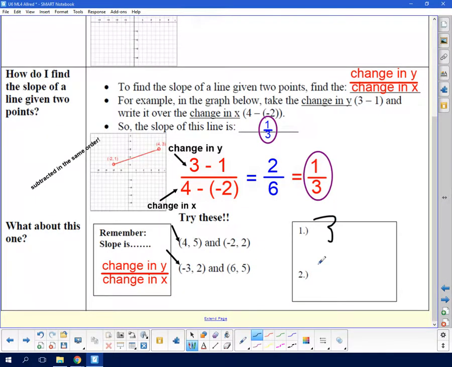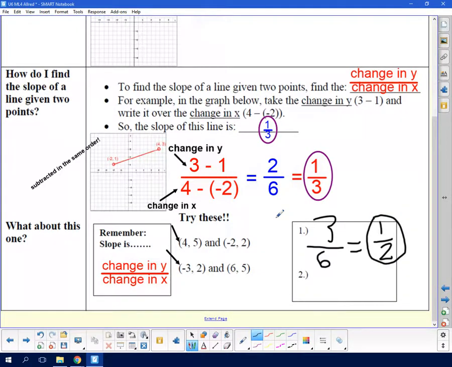Keep in mind what I did. I did 5 minus 2 the first time to find the change in y. And then I did 4 minus negative 2 the second time to find the change in x. 5 minus 2 is 3. 4 minus negative 2 is positive 6. I got 1 half there.